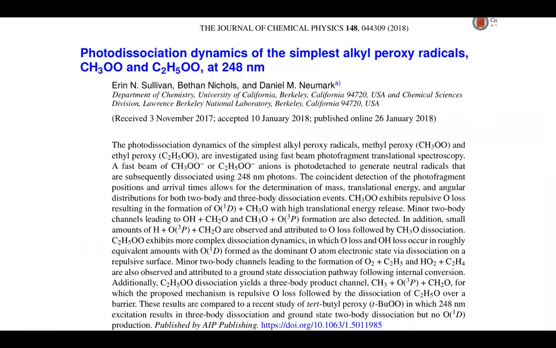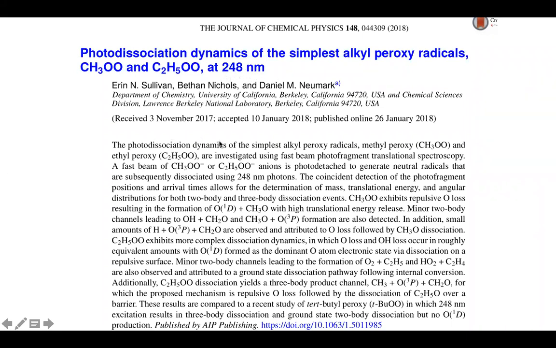So here's a few sample presentations. This is actually from a student that had prepared this presentation. This paper was titled The Photodissociation Dynamics of the Simplest Alkyl Peroxy Radicals, Methyl Peroxy and Ethyl Peroxy, and this is done at 248 nanometers. And you might wonder why they would choose 248 nanometers. It's a relatively easy laser wavelength to come up with, from what's called an excimer laser.